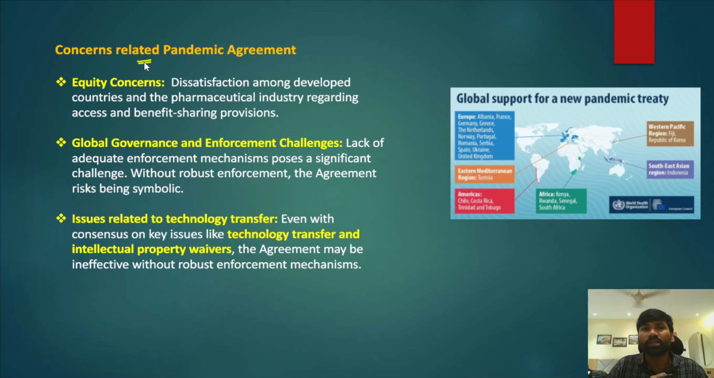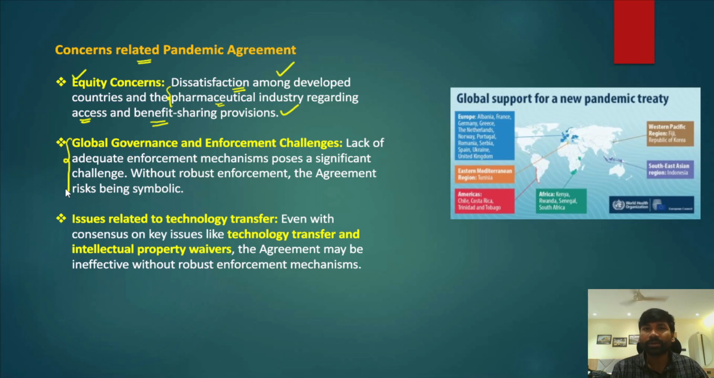However, there are certain concerns related to the pandemic agreement. So what are those concerns? First concern is equity concern. I've already told you what equity actually means. So equity means equitable access of medicine and vaccines to all people irrespective of any discrimination or distinctions. So there's dissatisfaction among the developed countries and the pharmaceutical industry, because pharmaceutical industry very often comes up with the new technologies and new medicine. So of course there is a dissatisfaction from the developed countries and pharmaceutical industry regarding the vaccine equity, and at the same time the benefit sharing provisions. So that could not benefit these pharmaceutical industry and developed countries, and because of that reason they have been expressing certain reservations.